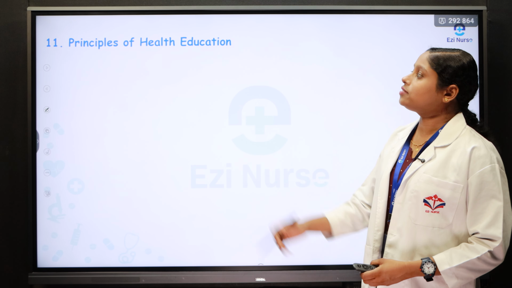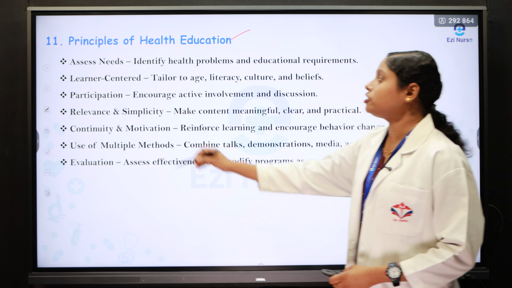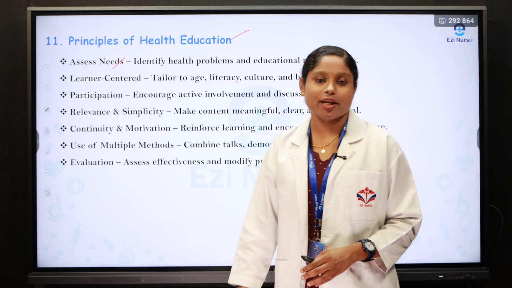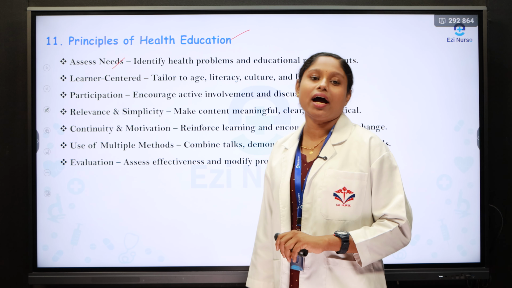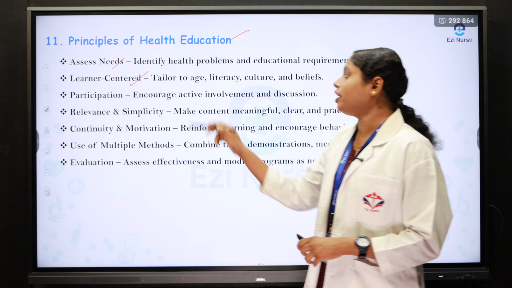Next, we are moving to the next question, principles of health education. What are the main principles of health education? First one, assess need. Identify the health problem and educational requirement. So based on the patient's need or the family's need, we need to give the health education. Learner-centered: tailor to age, literacy, culture and belief. The words we use should be appropriate for the age of the people. Like if you are giving health education to a child, it should be appropriate for their age. Then literacy, culture and belief.